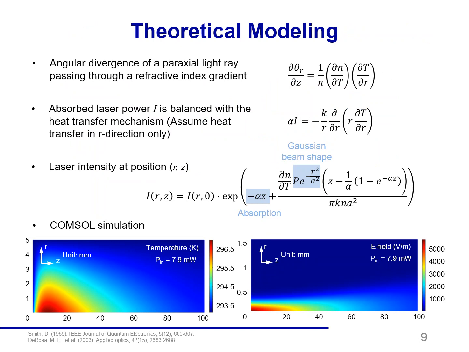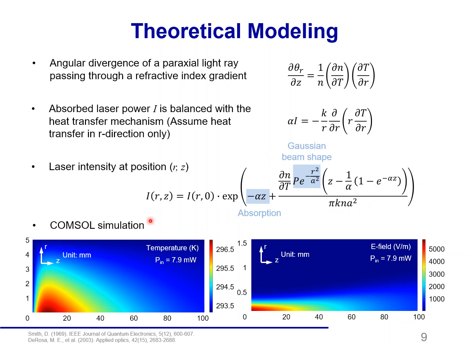So on this page, I'm showing you the theoretical model we have for such a power limiter device. This equation shows the angular divergence of a paraxial light passing through a refractive index gradient like this. And this equation shows that the basic mechanism inside the material is that the laser optical power is balanced with the heat transfer mechanism. By solving all those equations, we are able to get the laser intensity at any position inside the material. From this equation, we can see that this part contributes mainly to the absorption of the material, and this part will just give us an expanding Gaussian beam shape.